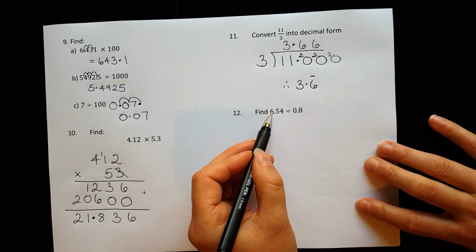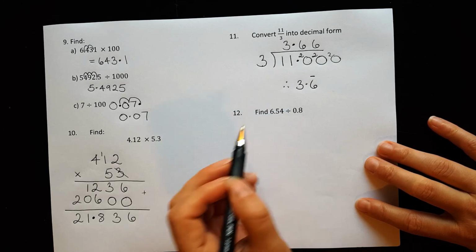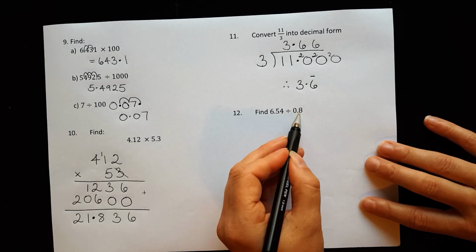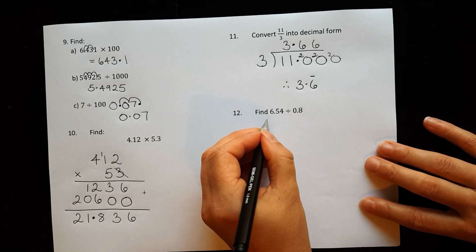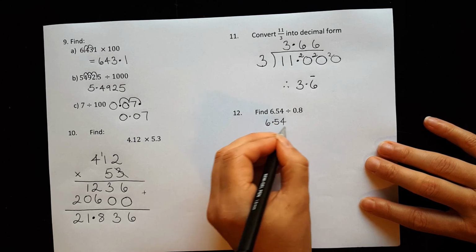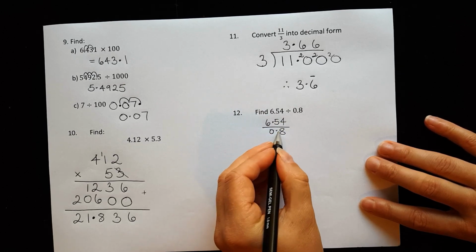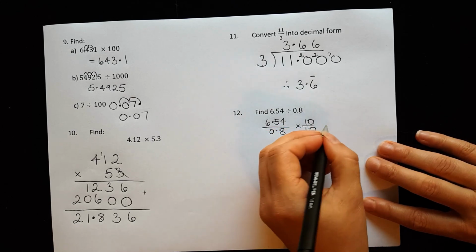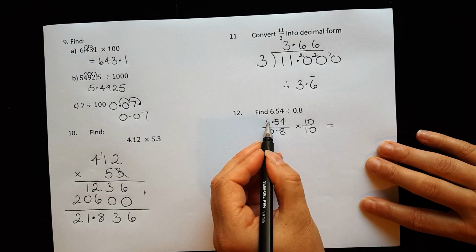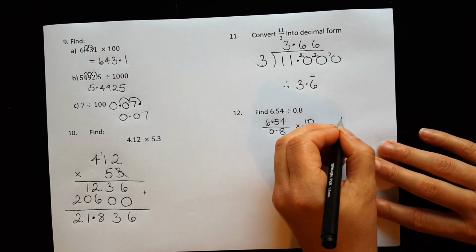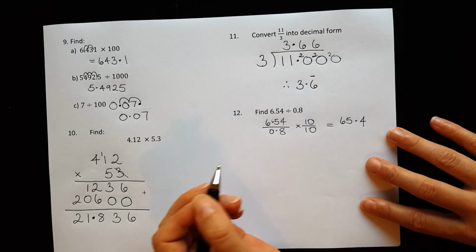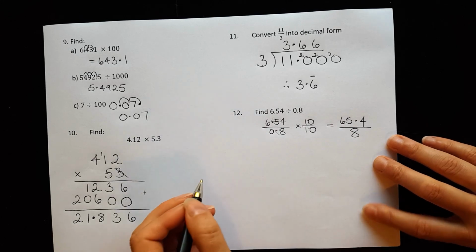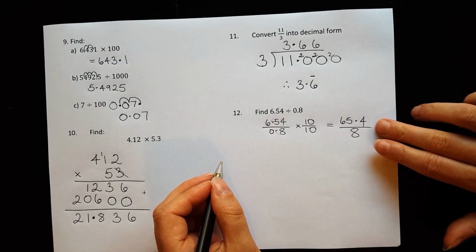Question 12. 6.54 divided by 0.8. So I'm dividing decimals, but I'm dividing a decimal by another decimal. So I want to make that a little bit nicer first. What I'm going to do is write it as a fraction. And if I multiply by 10 over 10, I will get rid of this decimal on the bottom. Multiplying the top by 10, move it one jump here, will be 65.4. Times the bottom by 10, one jump over, will give me the nice whole number 8. This is a much nicer division problem.